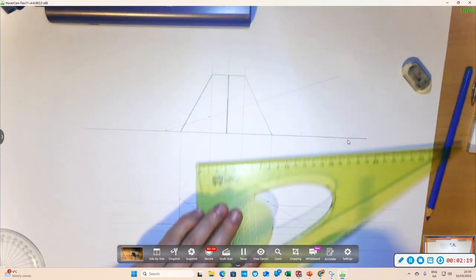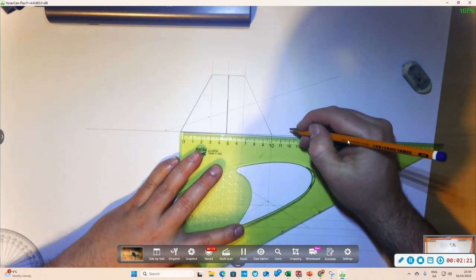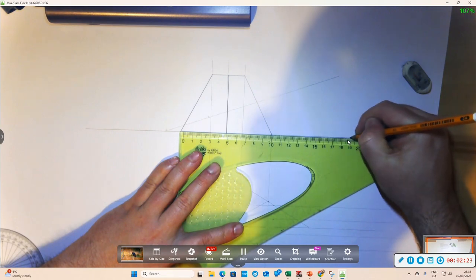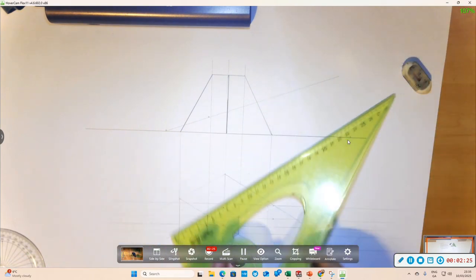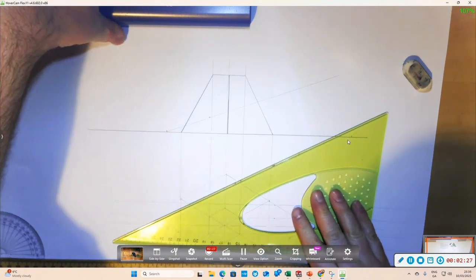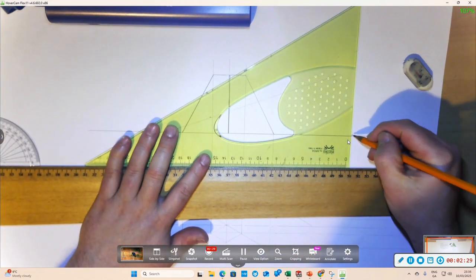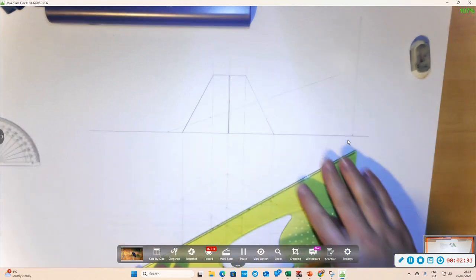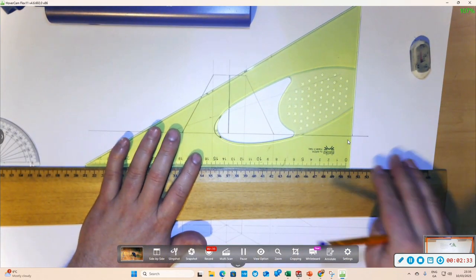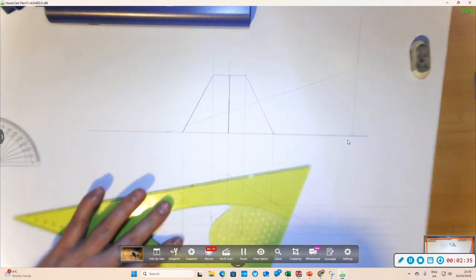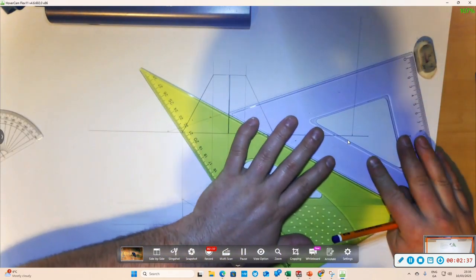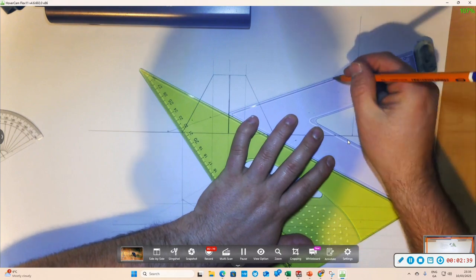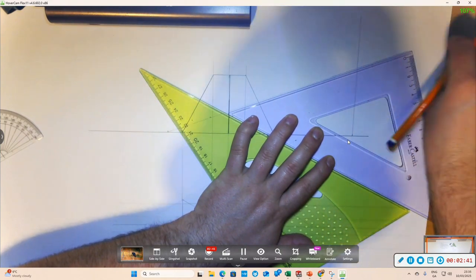And then I'm going over 90. So I'm going over 90 there. And one straight up. I can bring this on further. I'm actually going to go on a good bit further.